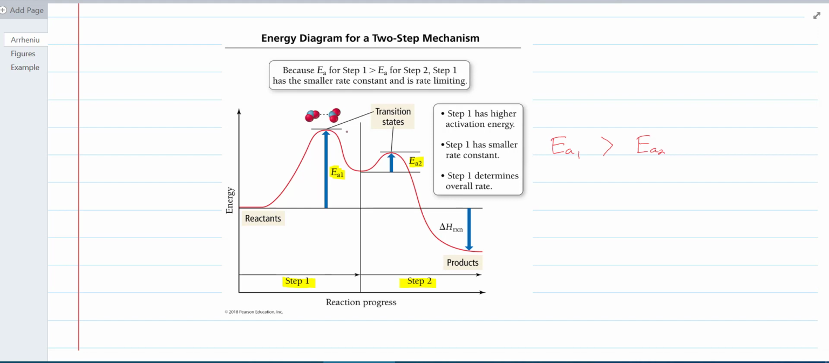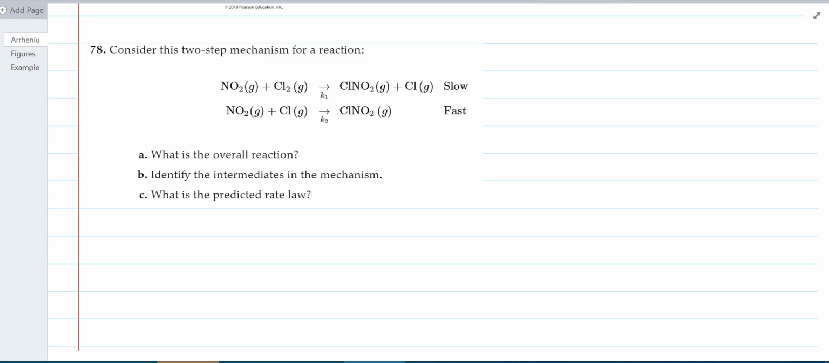So Ea1, the first step, is rate limiting because it has a higher activation energy. Delta H is still delta H, but the activation energy still has to be met. So let's do an example from the book, number 78.